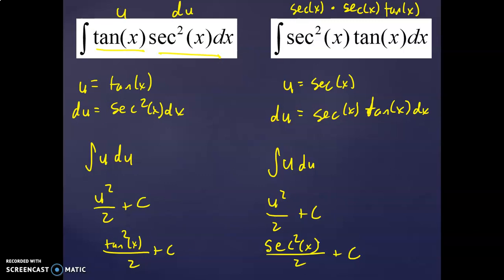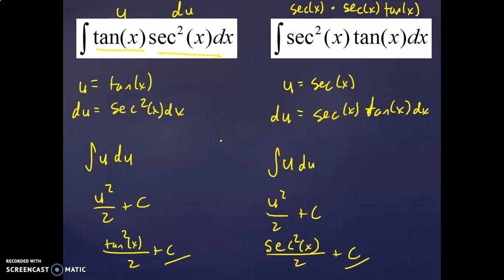Now, both of these answers are correct. And it seems strange that tangent squared over 2 and secant squared over 2 can be the same thing. And it has to do with this constant. And then it has to do with the identity rule having to do with tangent squared and secant squared. There's a plus 1 on one side. I don't remember which side it is. You can look it up.